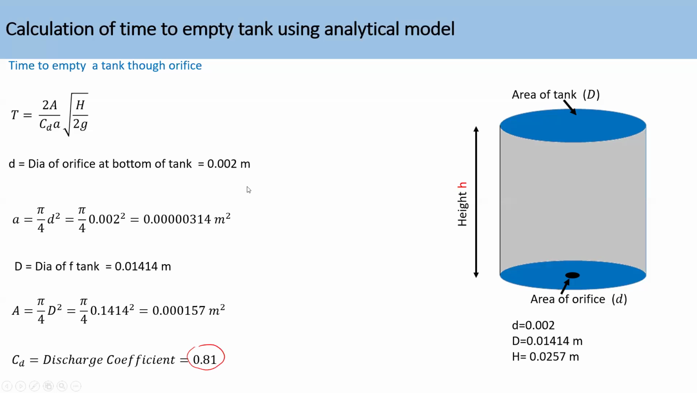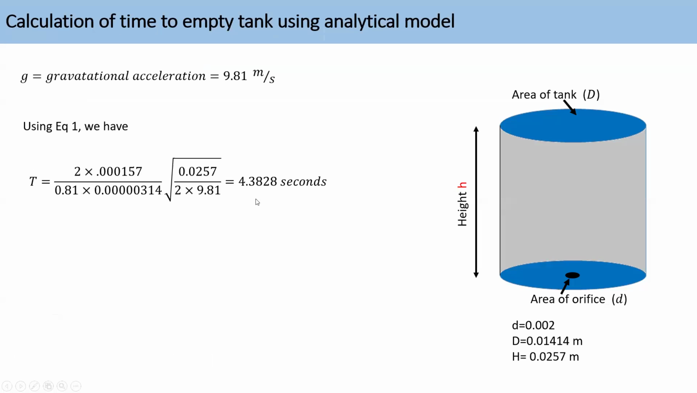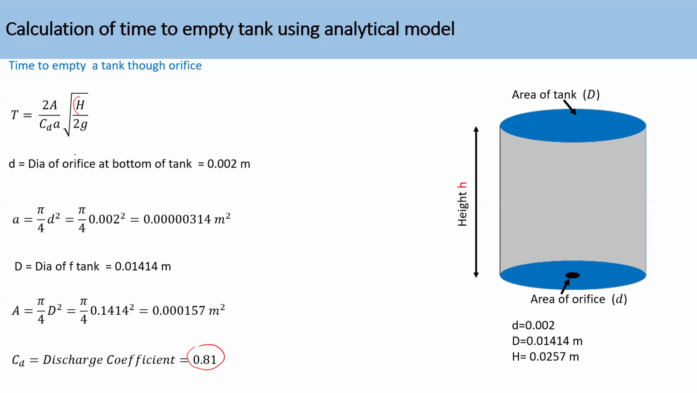So we use this value, and we found the time it will take to empty the tank is 4.3828 seconds. But you can observe one thing: this formula assumes a constant height. Height is actually related to the pressure, because rho g h is equal to the pressure. So this formula assumes that the pressure difference will be the same, that is a maximum pressure based on this height. But actually, as we are going down and down, this height is reducing.